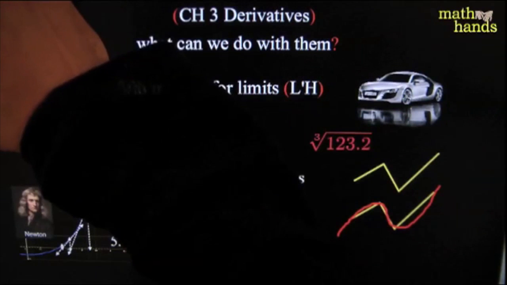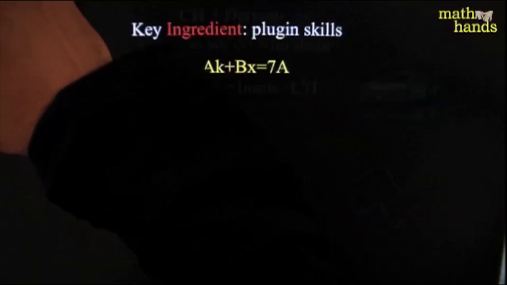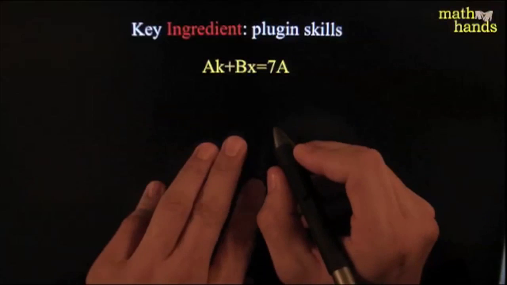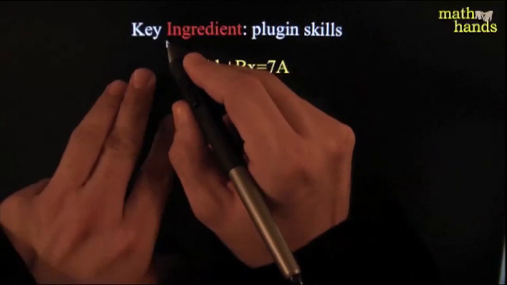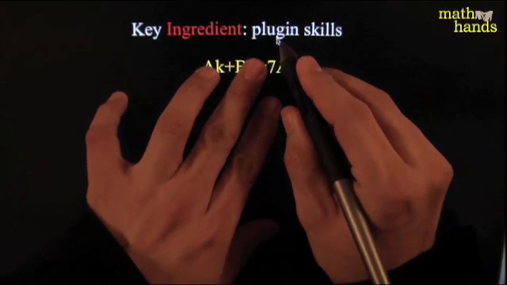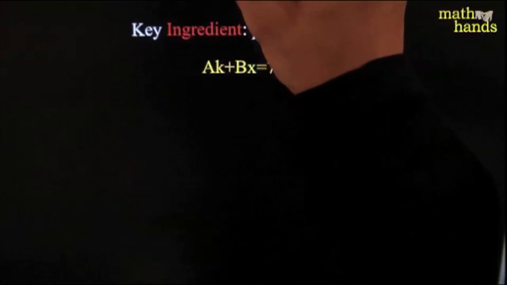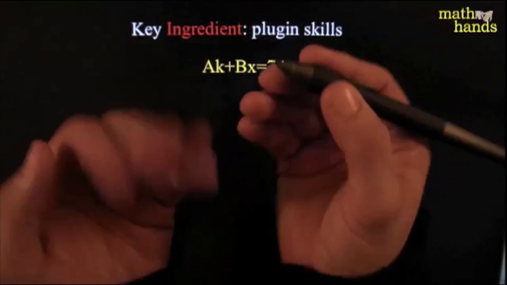So, for the sixth idea for derivatives, we're going to need a couple of ingredients. Some very, very easy ingredients. Here's the first one. The first ingredient is that you have to be good with your plug-in skills. Wow, what does that mean? Well, don't worry, you're in good hands.